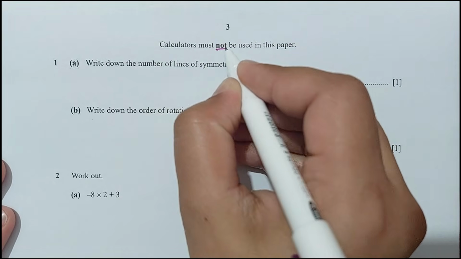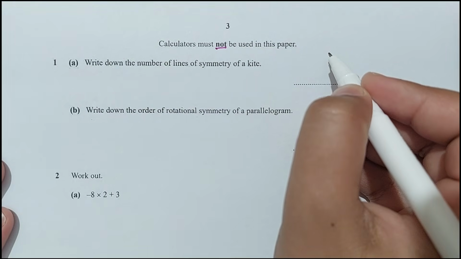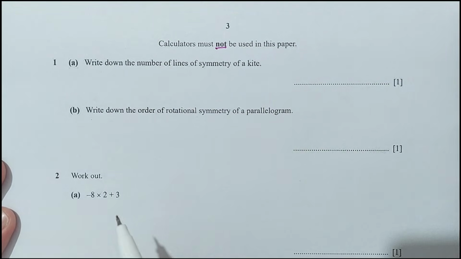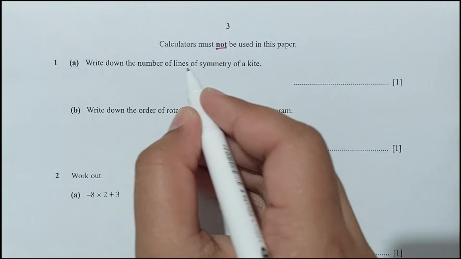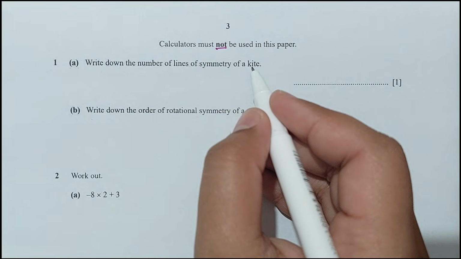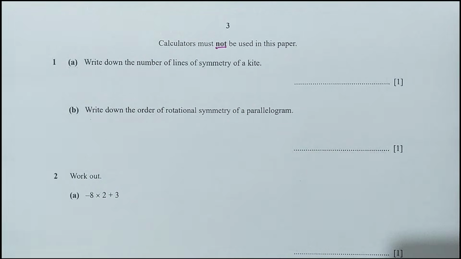Calculators must not be used in this paper. Keep this in mind, it is a non-calculator paper. So let's start with the first question. Part A, write down the number of lines of symmetry of a kite. Okay, if we draw the kite, let me explain.